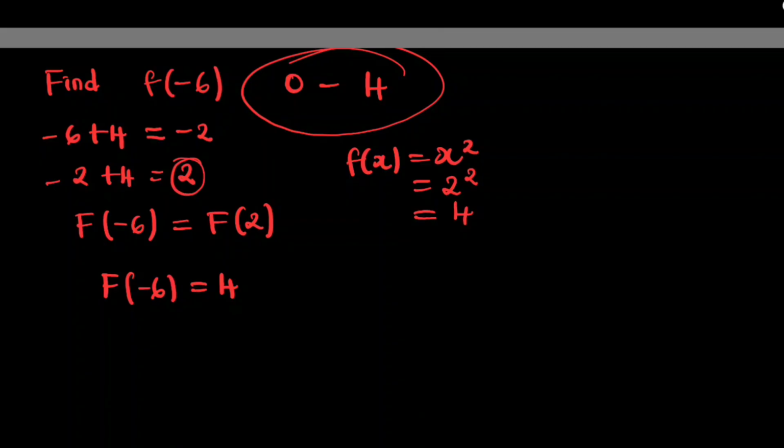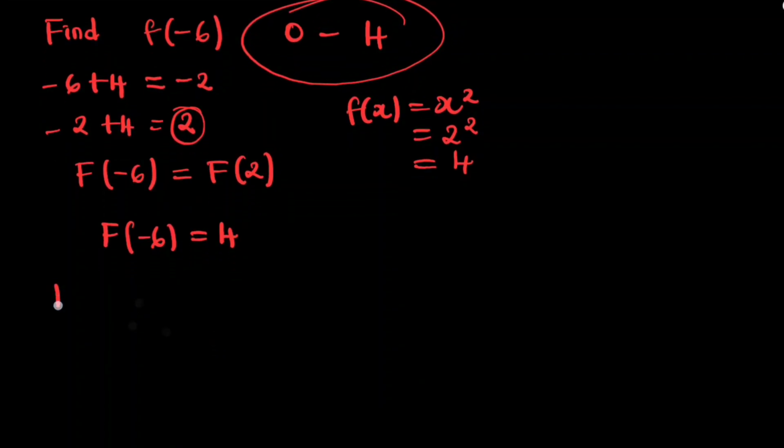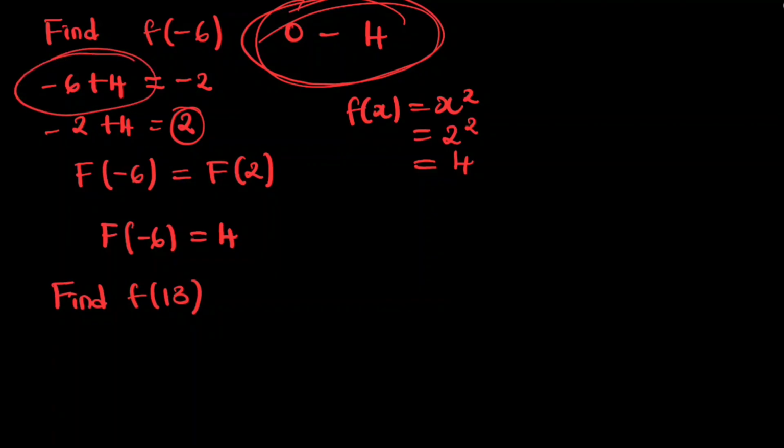Okay, so let me just solve another. Let's say find f of 13. I've always been finding f of a negative number, so let's say we have a positive number now. 13, remember, in general, our range is from 0 to 4. 13 is not in that range. So we have to do something. Our period is 4, but here we cannot add 4 like we did in the first one. We will never arrive at our range. So in this case, we are going to subtract 4.